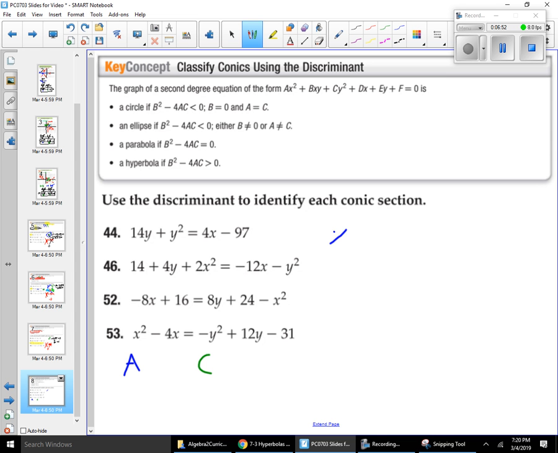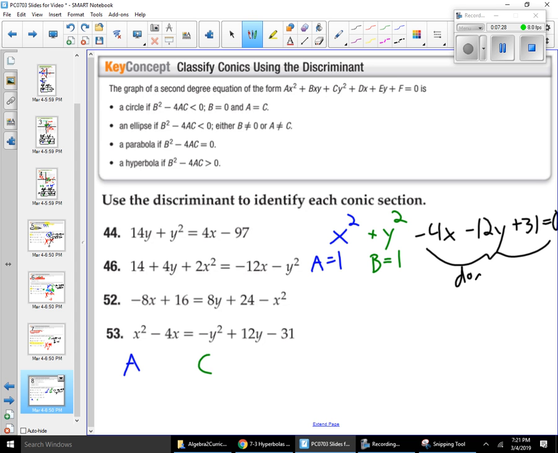Our A is 1, because we have that x squared. But in order to find C, keep in mind general form, I need everything on one side. So I would actually have to add that y squared to both sides. C is a +1, not a -1, and yes, it does matter. So we know A, we know C. We can write the rest of it if we like. -4x adds our D. We would need -12y and +31. Again, nice to have, but don't care.